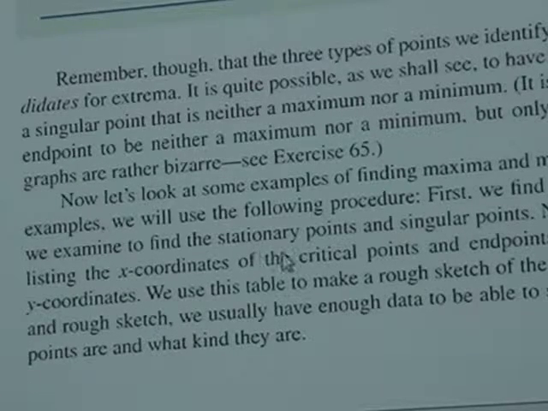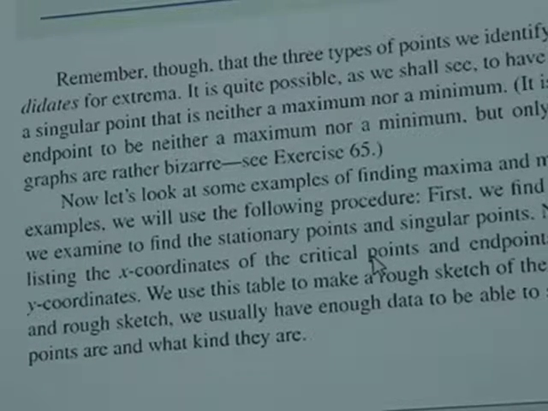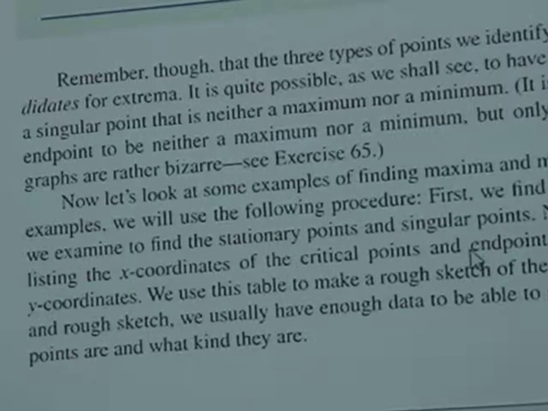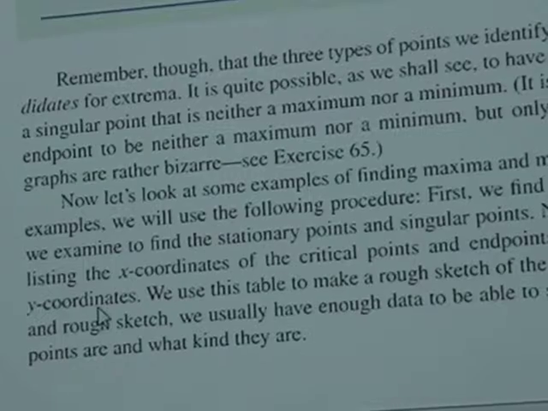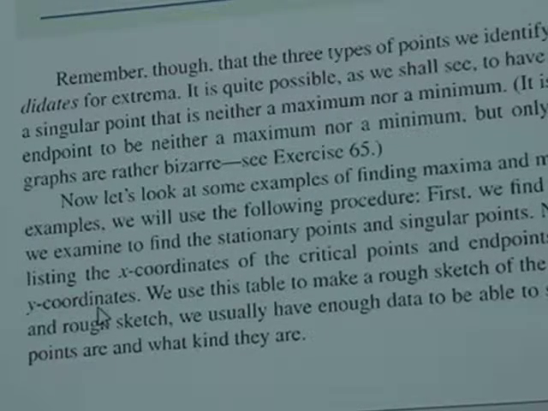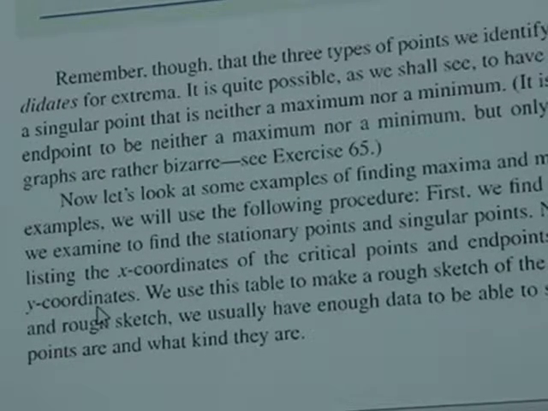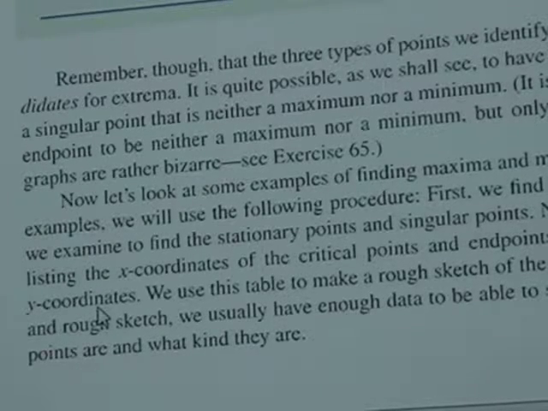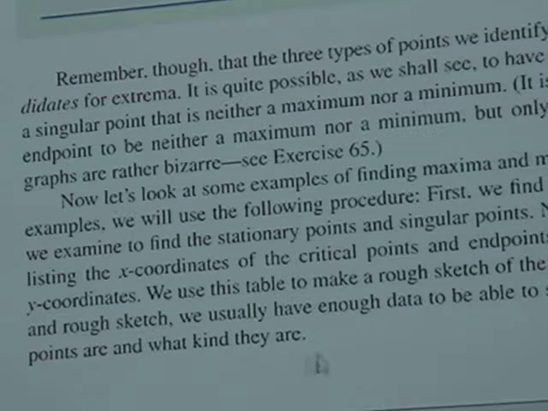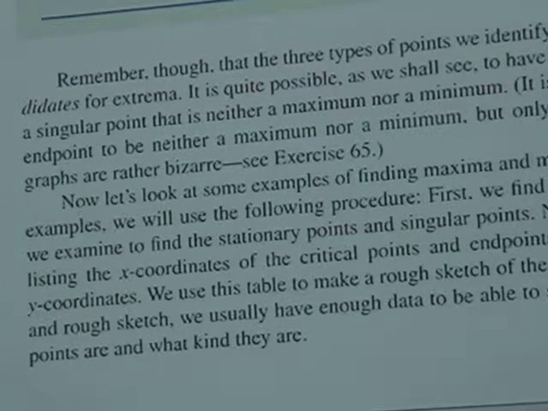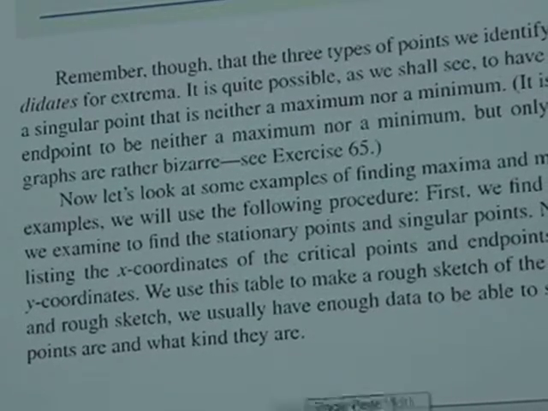We make a table of the critical points and the endpoints, together with their y coordinates. So then we're going to know the height at all these important points, and we should be able to decide where it's highest and where it's lowest. That's the idea. We use this table to make a rough sketch of the graph. From the table and rough sketch, we usually have enough data to say where the extreme points are and what kind they are. So that's how he suggests we move forward.